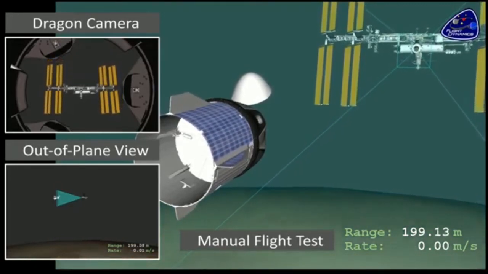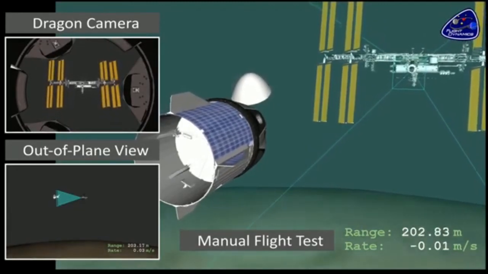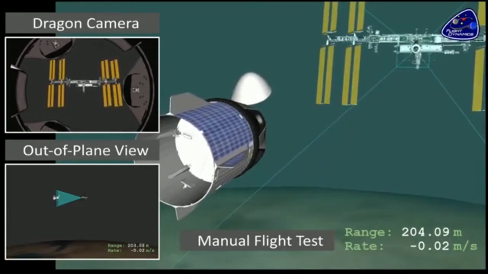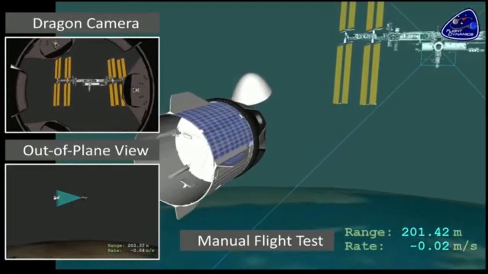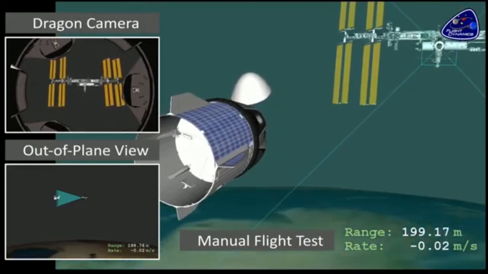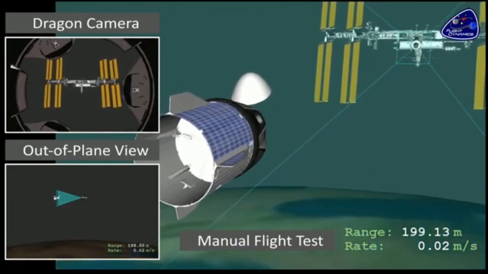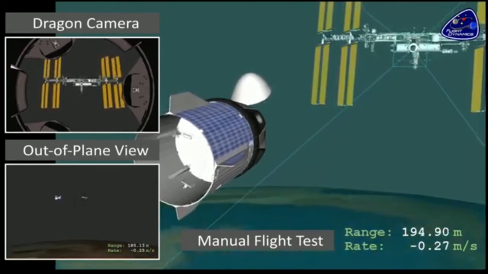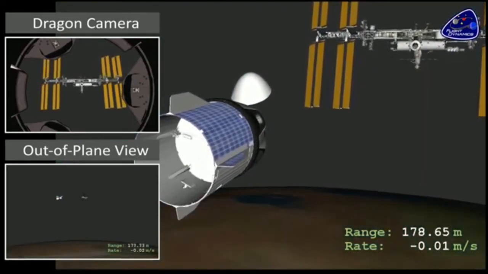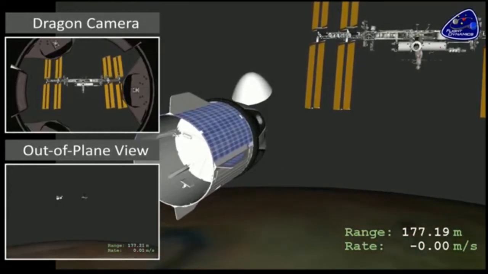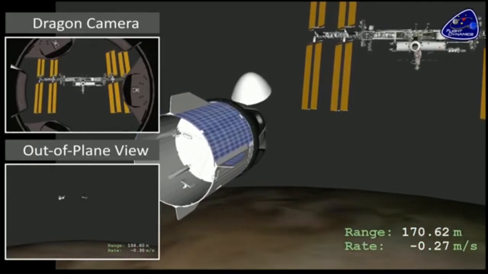Here, the crew will be demonstrating a series of translations and maneuvers in the Y and Z axis as they really get some stick time flying the vehicle manually versus the computer automated control. As that test completes, the crew will then pause the vehicle, put it into a hold state. The flight control team will then be able to transition Dragon back into an automated approach sequence, and it will begin to resume its rendezvous towards ISS once again.